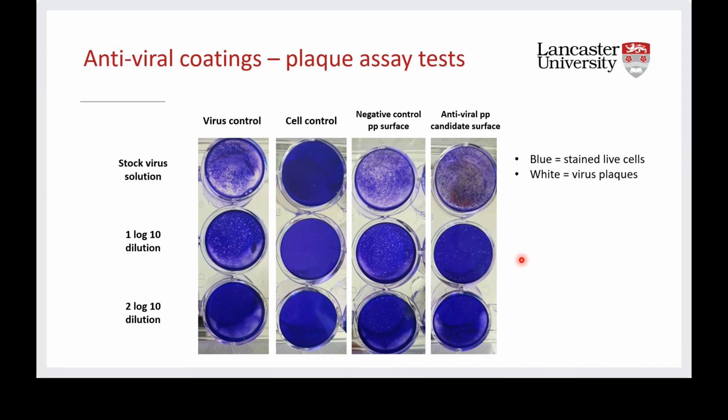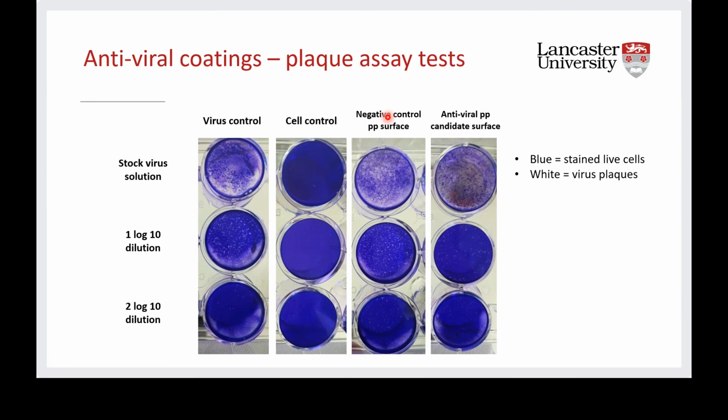So the columns, the first one, are virus control. That's the virus solution directly put onto the cells, so not using our samples. Virus plaques here, so these white spots. The next column is the cell control. So this is basically without the virus. So as expected, we can't see any white spots. There are no signs of the virus there.